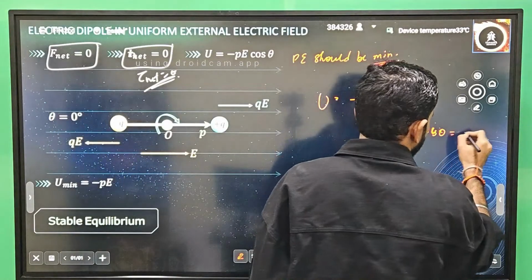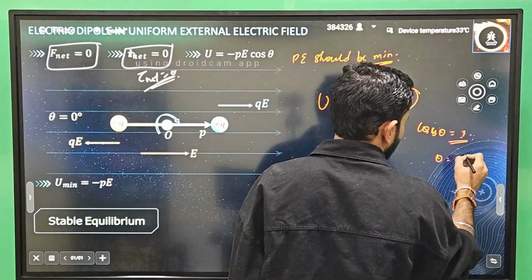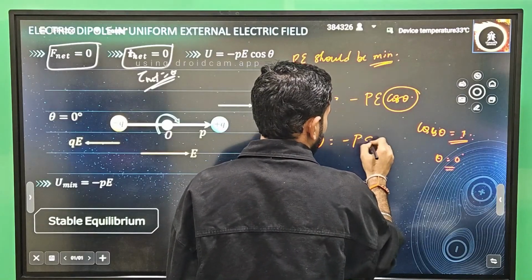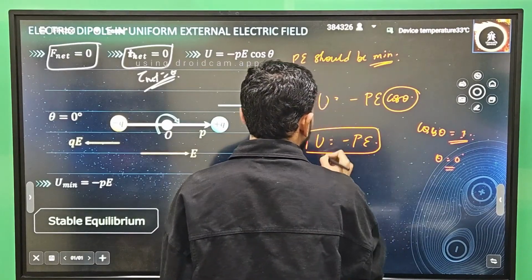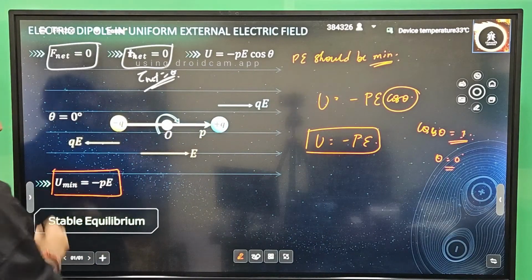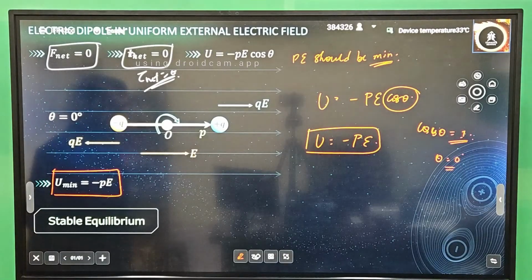What is the maximum value of cos theta? The maximum value of cos theta is equal to 1. And at what angle does it come? At theta equal to 0. So the minimum potential energy will be minus of PE. And this kind of equilibrium is called stable equilibrium.